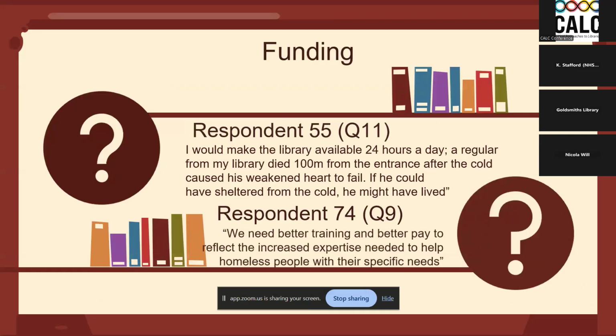Funding is always a challenge, and we all know that. In fact, a lot of the things we've discussed today kind of boil down to funding, right? Whether funding for libraries or funding for society as a whole. Two of the most common aspects of funding discussed were, first of all, opening hours, and the second, training. Opening hours is a really live issue at the moment. A lot of us are facing cuts to these, and the truth is that being able to be open longer would not only give people jobs and improve the service for everyone, but it would also improve the service for homeless users.